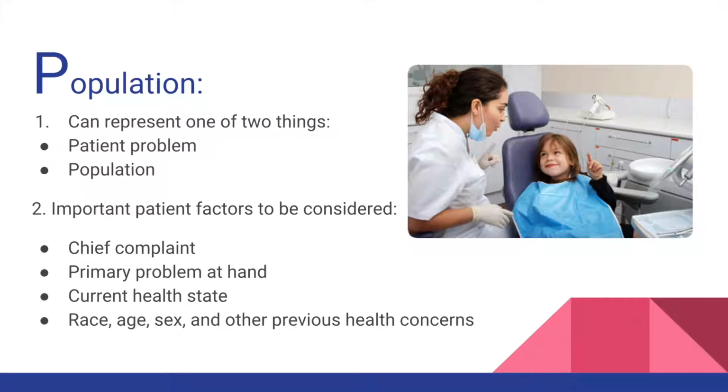So the P in PICO stands for population. It can represent one of two things: the patient's problem and the population. There are some important factors that must be considered, such as the chief complaint, the primary problem at hand, the current health state, race, age, sex, and other previous health concerns.